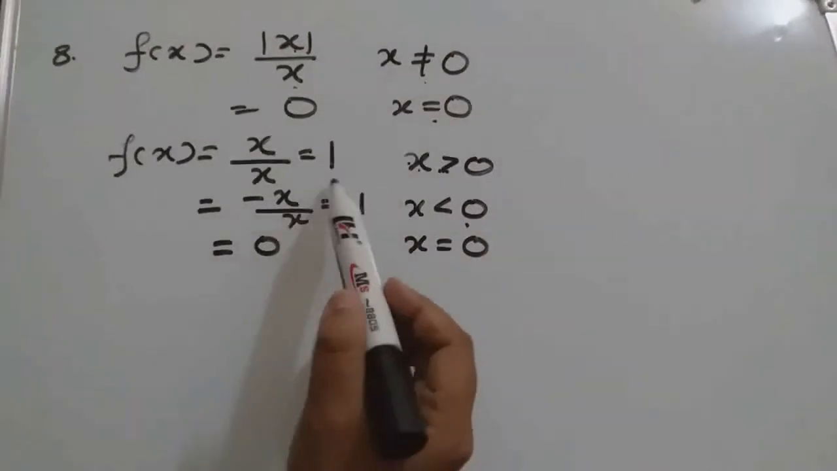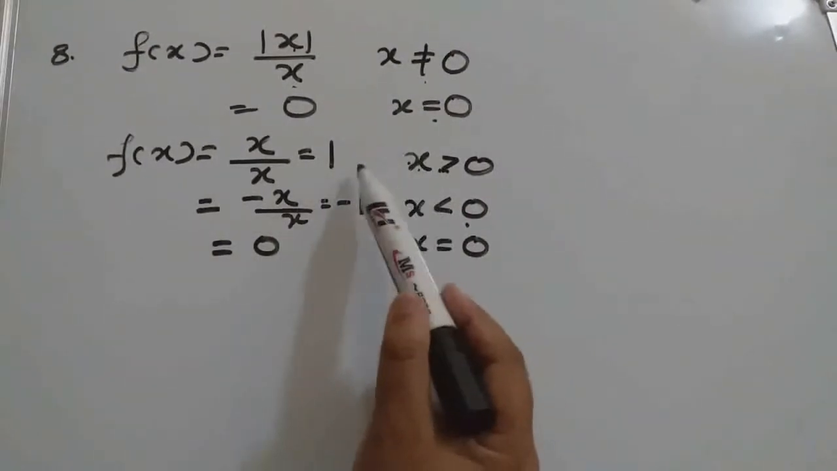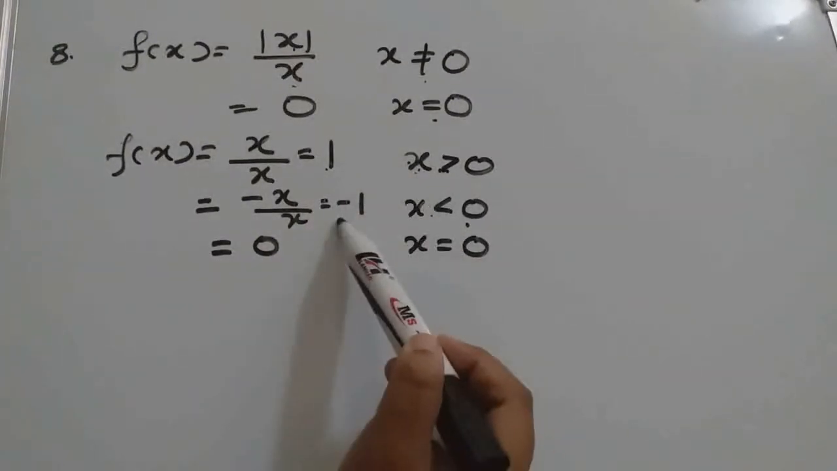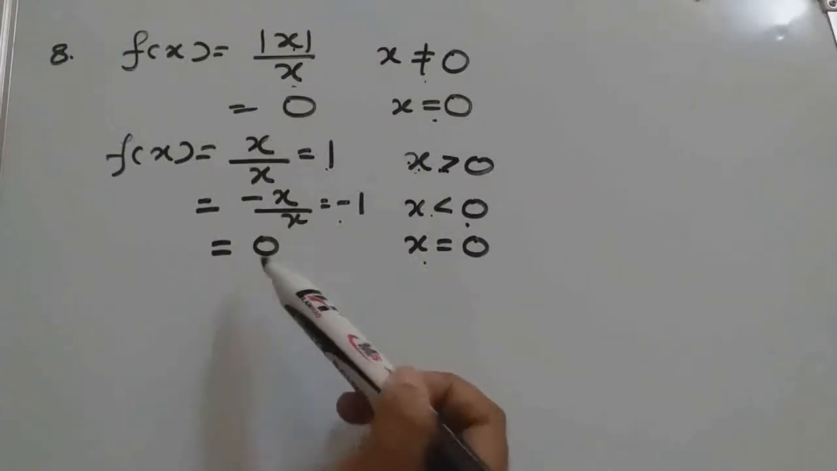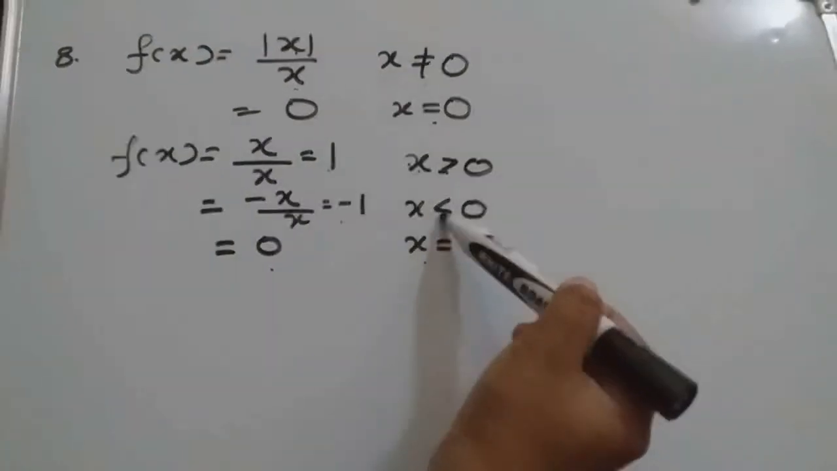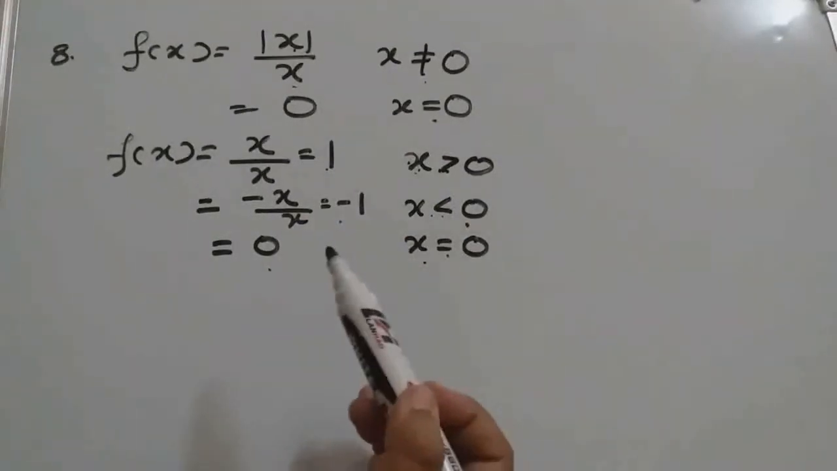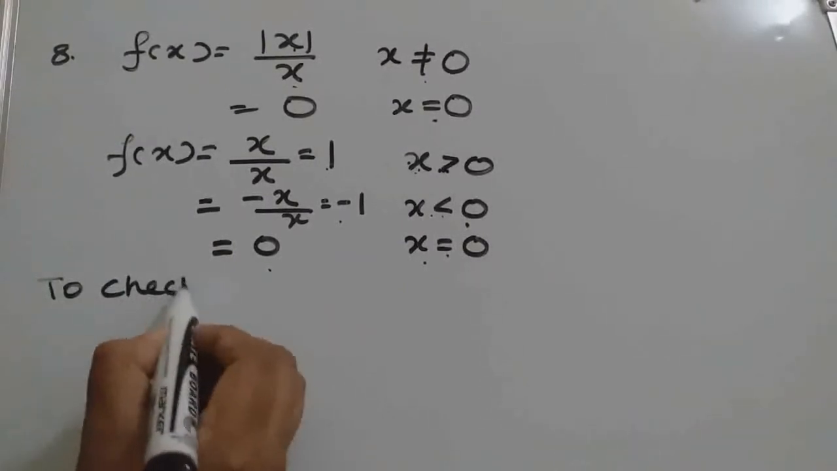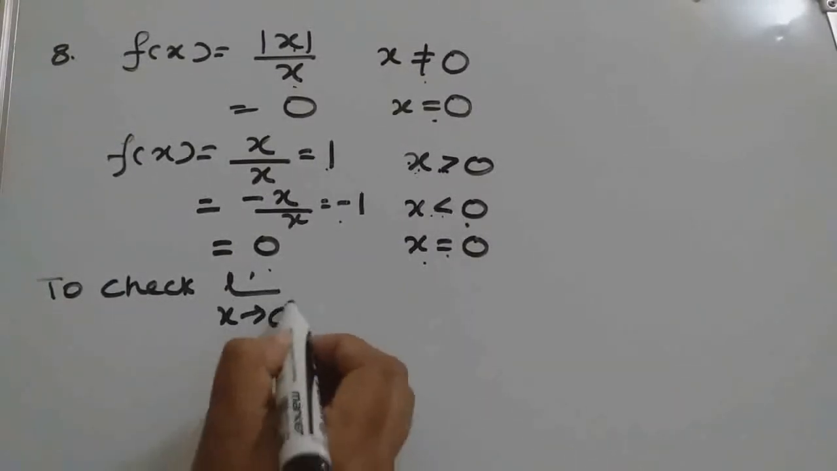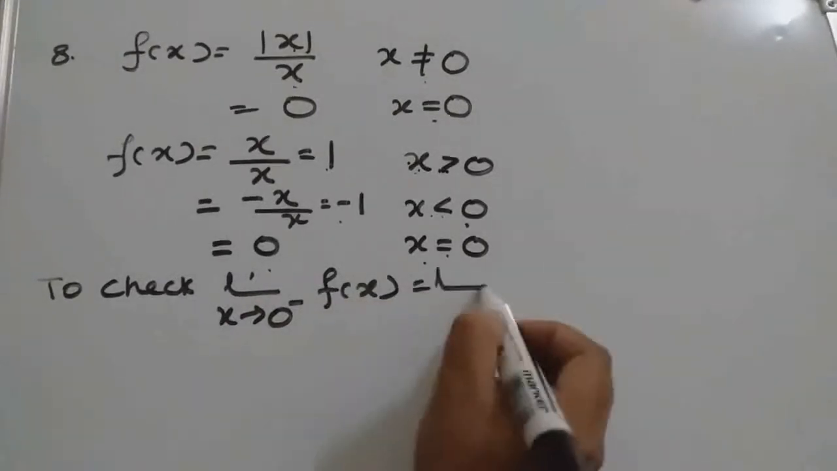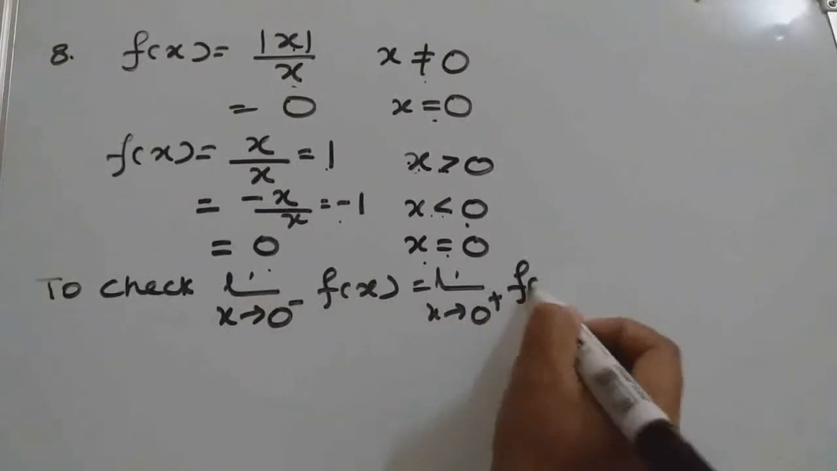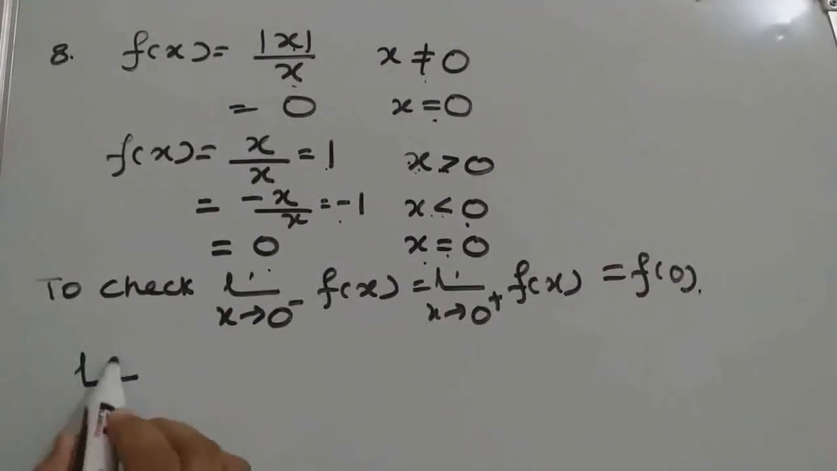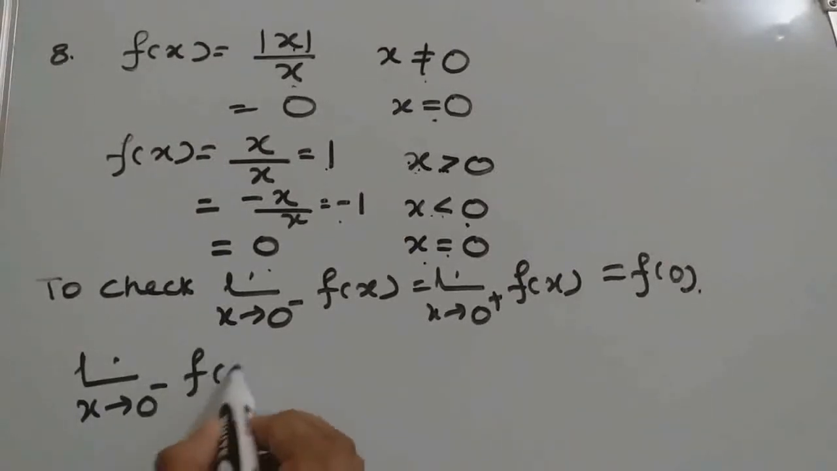So that means we have got 3 functions according to the condition. X is positive, so function is 1. X is negative, function is minus 1. X equals 0, so function is 0. That means greater than, less than or equal to has come. That means we should go with left hand and right hand limit. So we will check limit x tends to 0 minus f of x, limit x tends to 0 plus f of x equals f of 0.